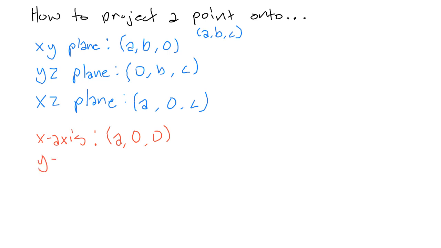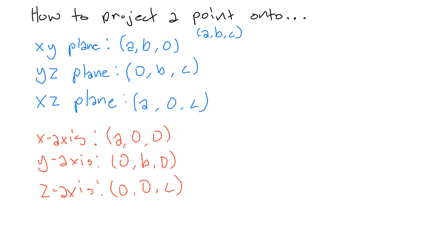With your y-axis, it's the same concept. The only thing that is not 0 is going to be your y. So 0, B, 0. And then, of course, your z is going to be at 0, 0, C.